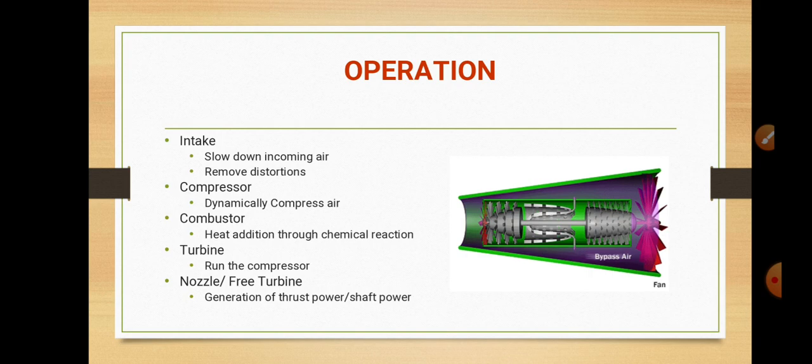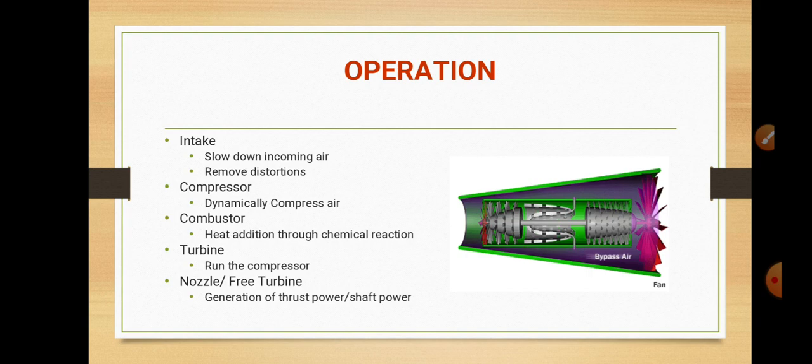In the intake, the intake will slow down the air. That is, the incoming air will be slowed down by the intake, and distortions are removed. Then the air which we have taken through the inlet will be passed to the compressor, which dynamically compresses the air.